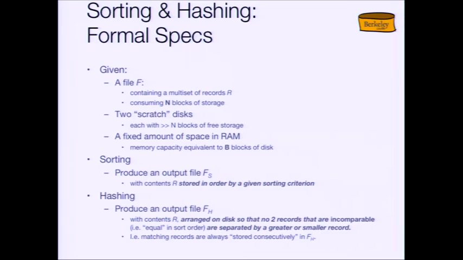For hashing, here's what we're going to do. We're going to produce an output file called f sub h. But here, the contents of R will all be there, but they're going to be arranged in such a way that if 2 things are the same, they're next to each other. Which is to say, if 2 things are the same, there's no thing that's different in between them, right? That's basically, matching records are always stored consecutively in f of h, right? It doesn't matter what order the things are in. It could be all the 2s, and then all the 11s, and then all the 4s, and then all the 100s. But it'll be all the 4s together. There won't be like an 11 with a 4 on either side of it. All right? Here we go.